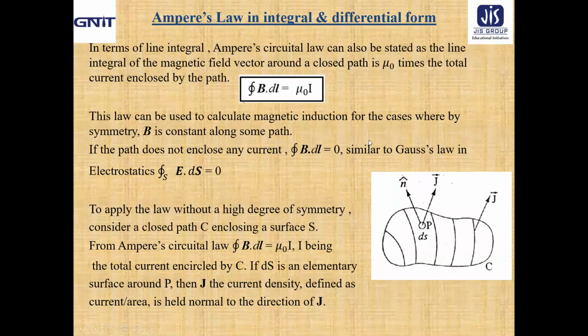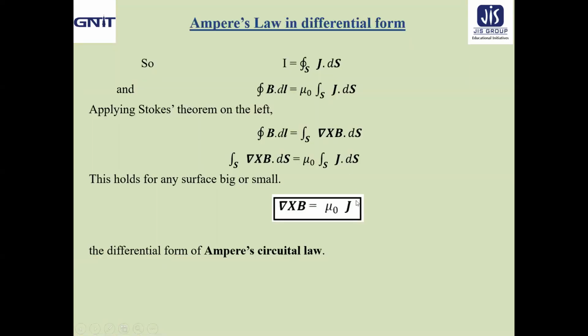So we got Ampere's circuital law in integral form, closed loop integration B dot dl equal to mu naught I. And here we are getting Ampere's law in differential form. That means del cross B equals mu naught J.